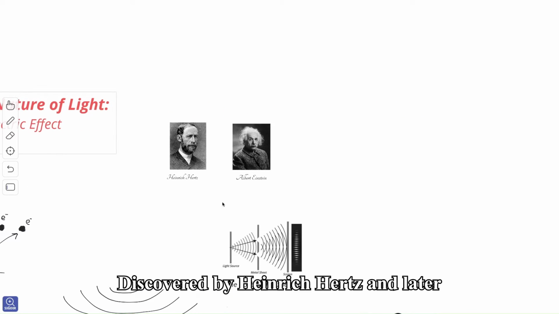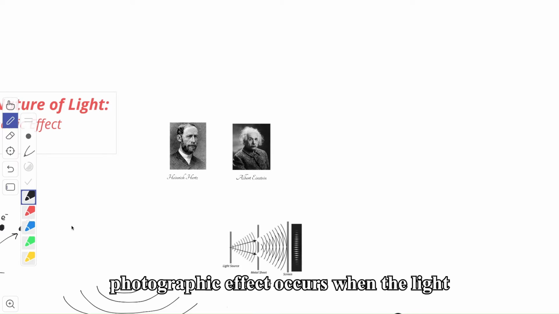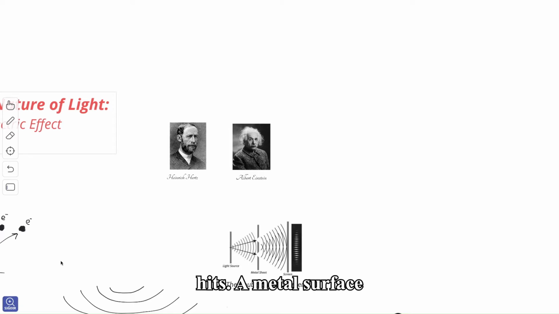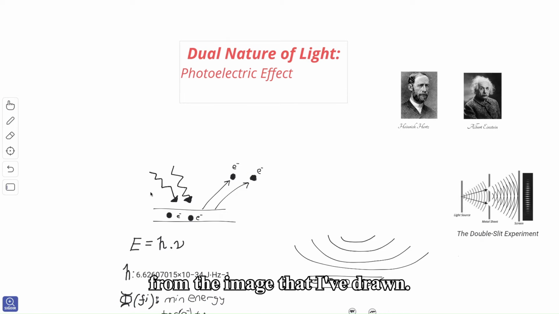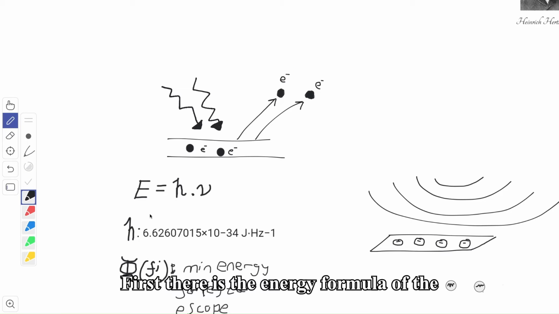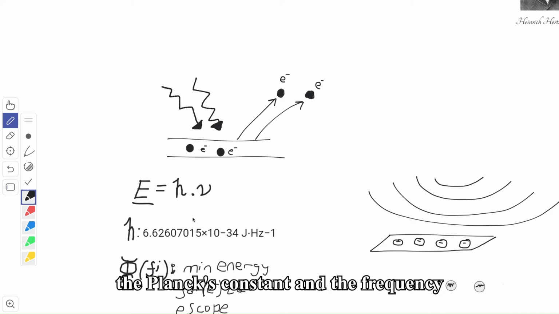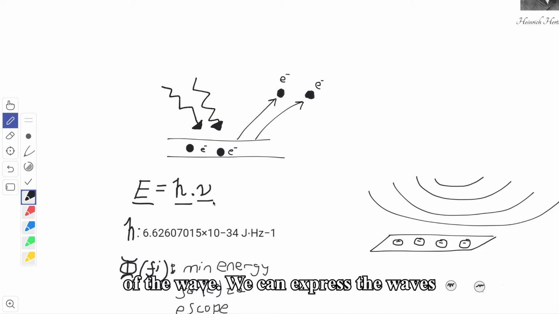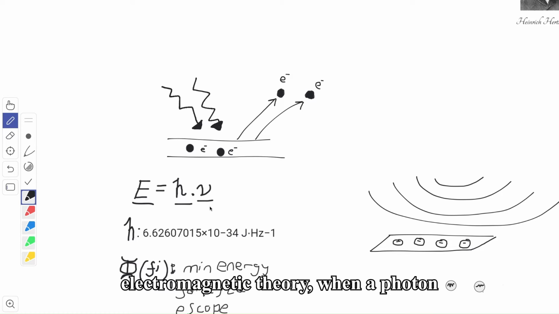Discovered by Heinrich Hertz and later explained by Albert Einstein, the photoelectric effect occurs when light hits a metal surface and ejects electrons, as you can see from the image that I've drawn. Let's see what we have here. First, there is the energy formula of the waves: E equals the product of Planck's constant and the frequency of the wave. We can express the wave's energy this way thanks to the electromagnetic theory.